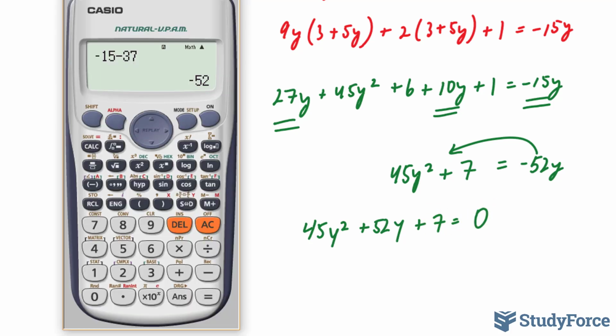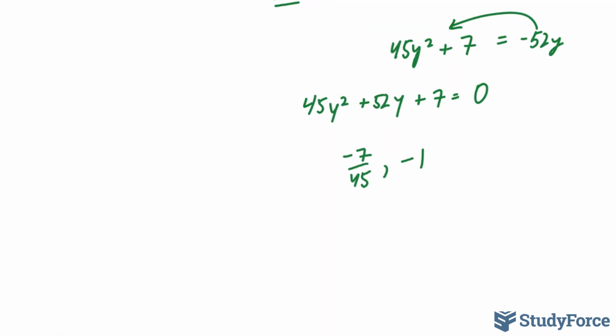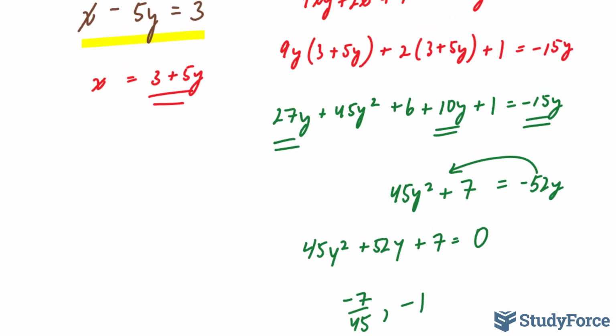Let's use the function on our calculator that enables us to find the roots of a quadratic. Typing in 45, 52, and 7 should give us negative 7 over 45 and negative 1. So given that we found two y coordinates, this means that we have two solutions. We're going to have 2 points of intersection. And to find the coordinates of both x and y, we already have y. We can substitute negative 1 into here, and we will end up with x is equal to negative 2.